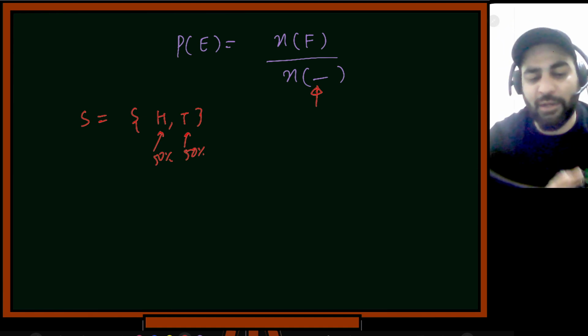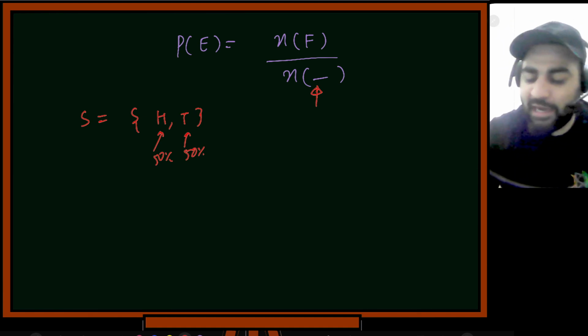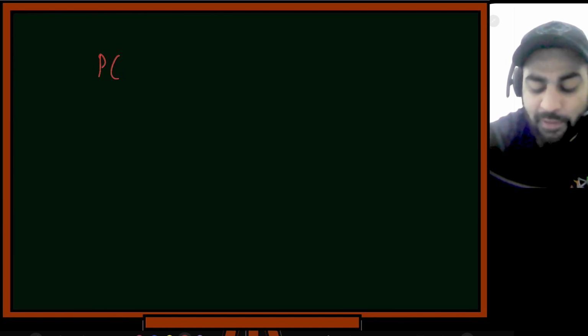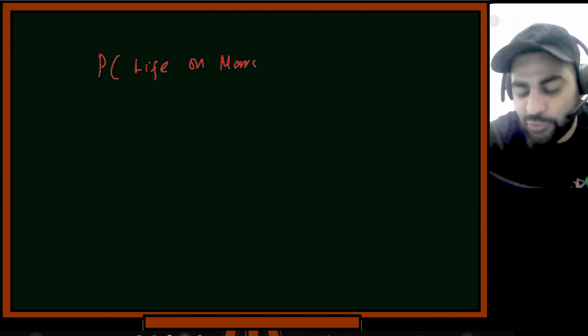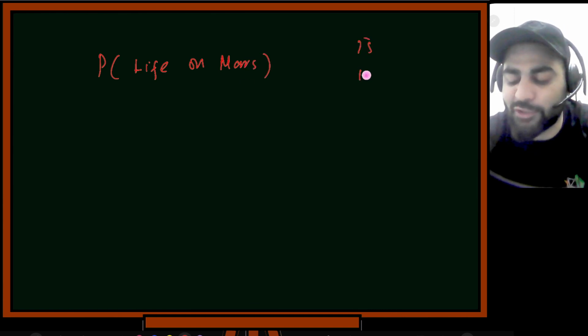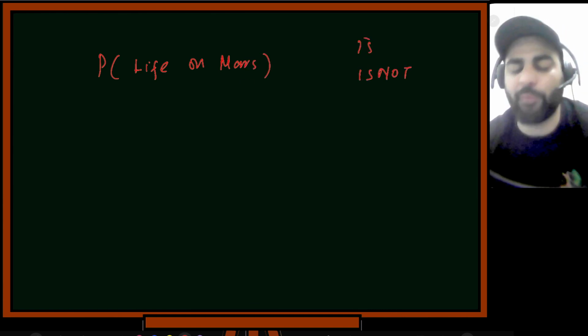And you have the belief, and let's suppose I'll tell you one problem, and we'll see how you model it. What is the probability that there is life on Mars? So one model can be there is or there is not. So how much probability is there?